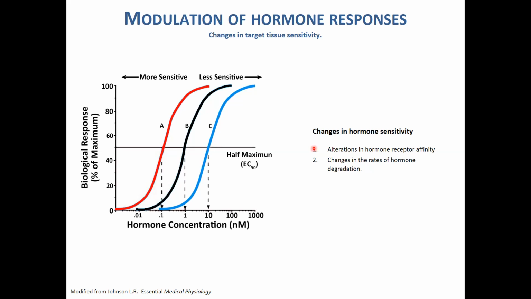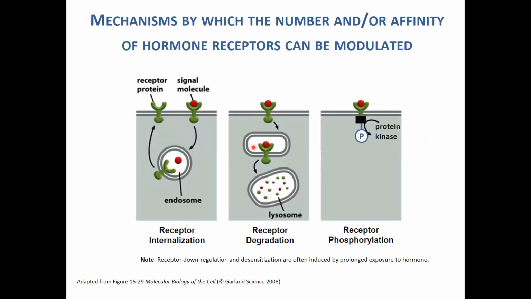The most common is a change in hormone receptor affinity. Or you can have a change in the rate of hormone degradation. So the hormone is being chewed up, so you need more hormone to elicit the same biological response. Right.